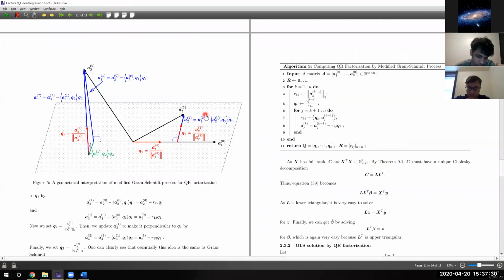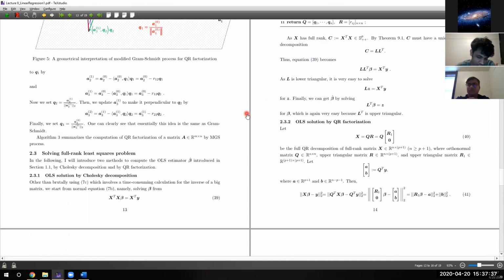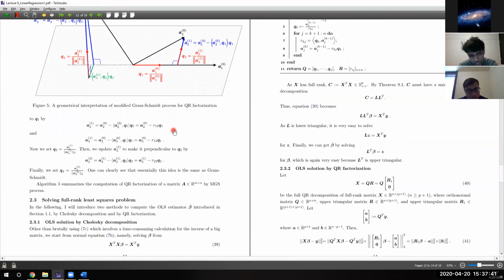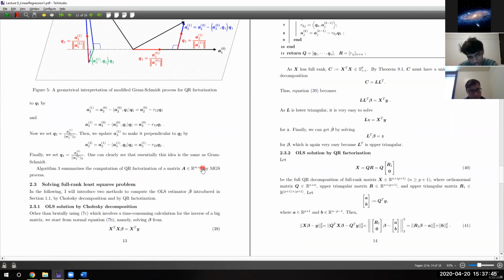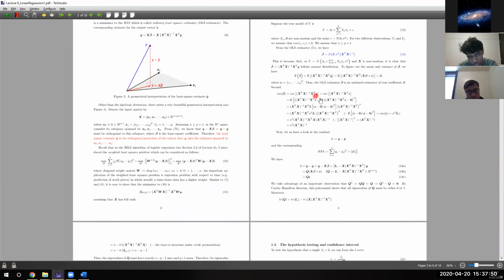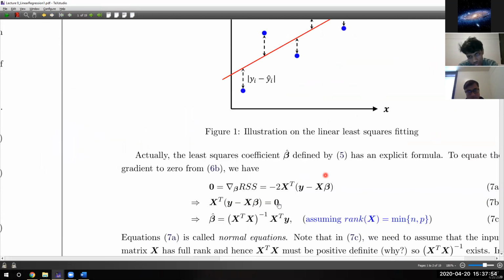So what is the point for us to introduce the Cholesky decomposition and the QR factorization? The point is that if we have this, then we can solve the OLS solution much easier. Okay, have a look at this. What is the OLS solution? The OLS solution, assuming full rank, is this, right?